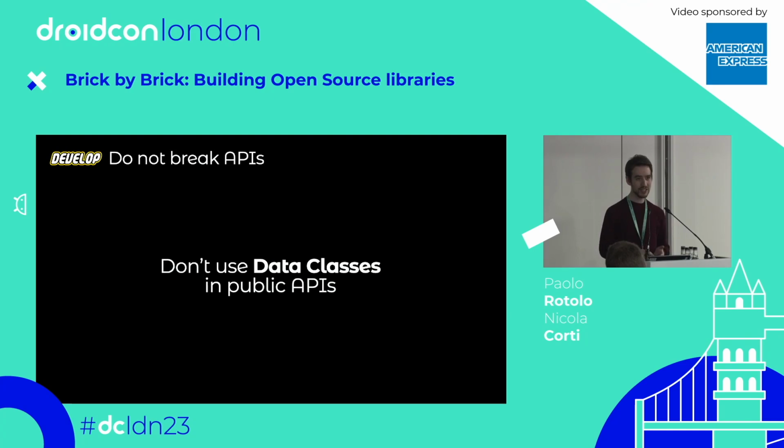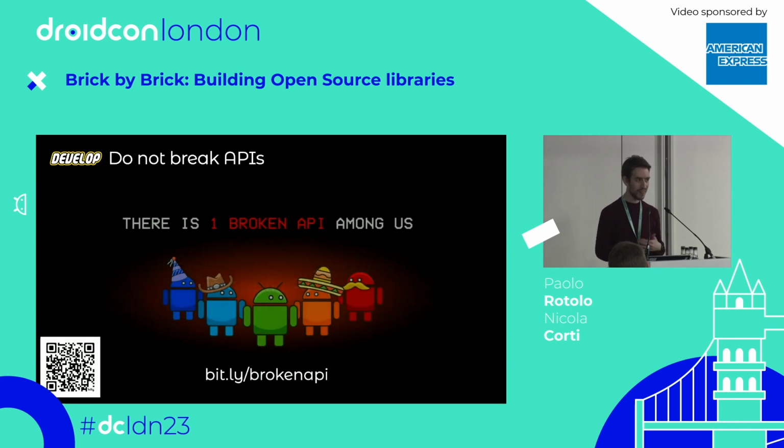Also, a suggestion I can give you is don't use data classes in your public API, because basically every change you make to a data class is not backward compatible. So try to avoid that. And we don't have a lot of time. If you want to learn more about this, there is a talk by Nico, There Is One Broken API Among Us.